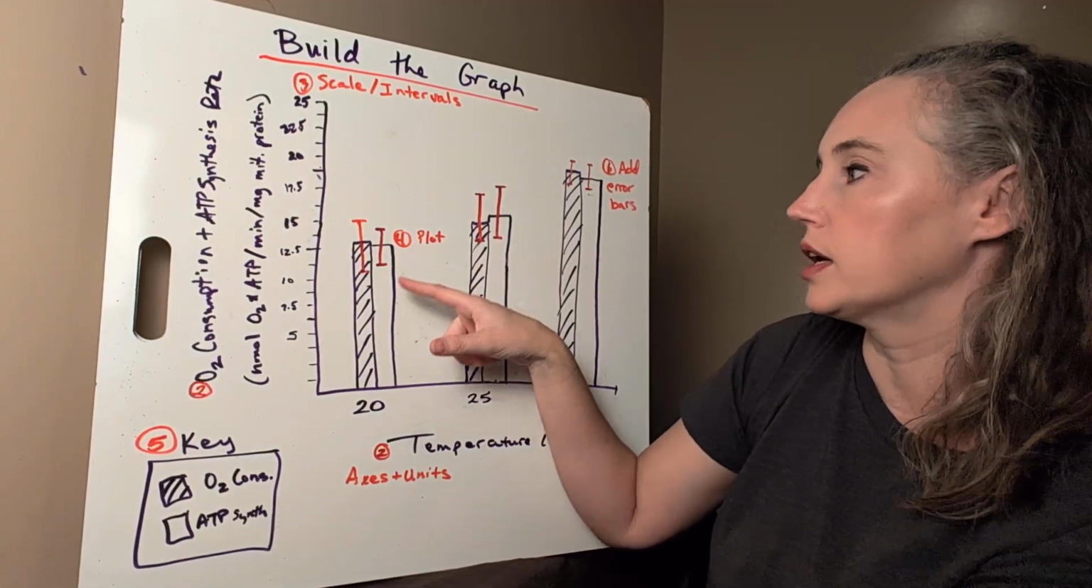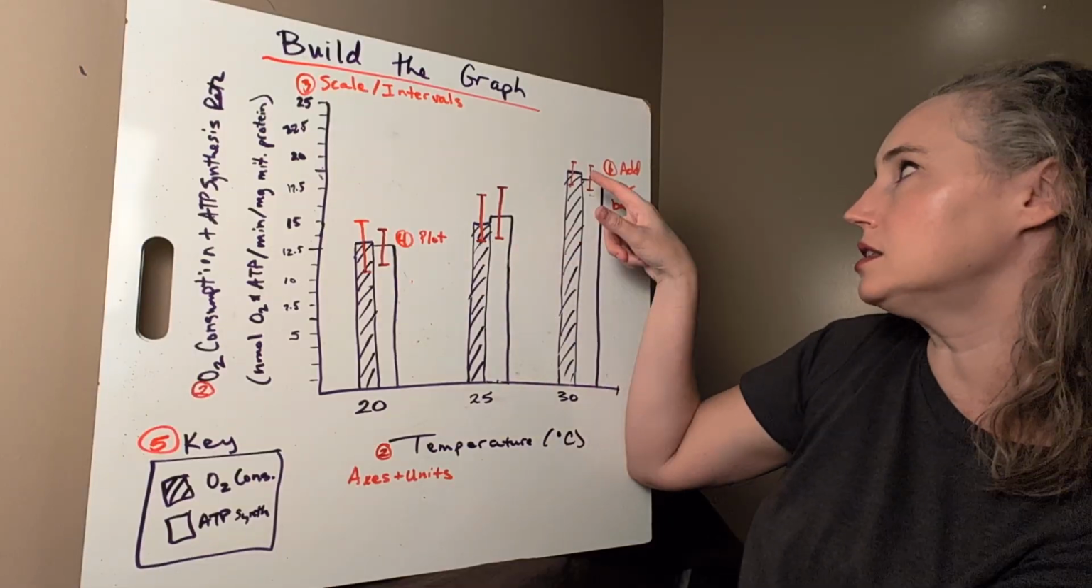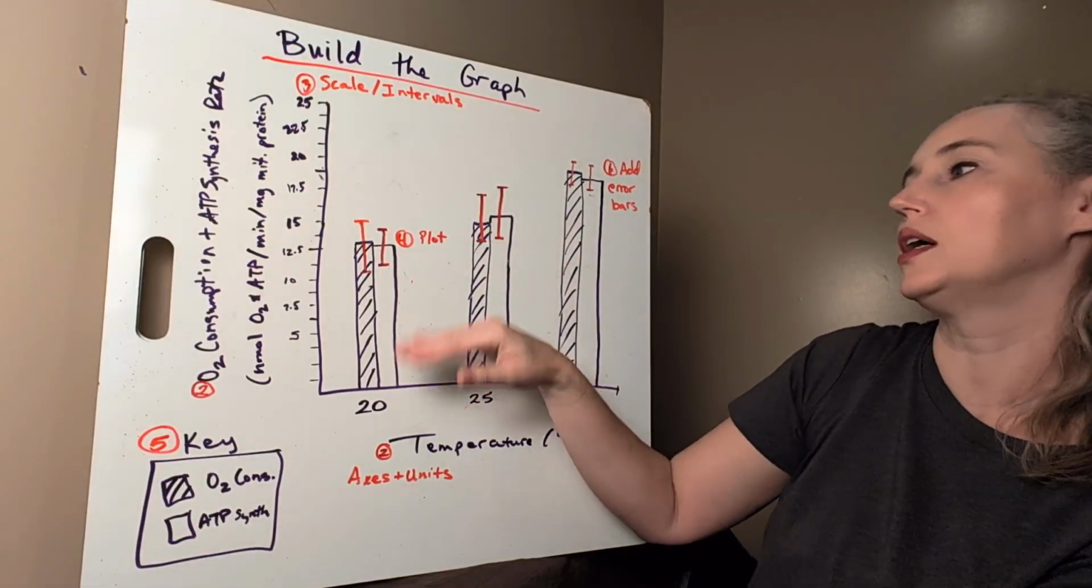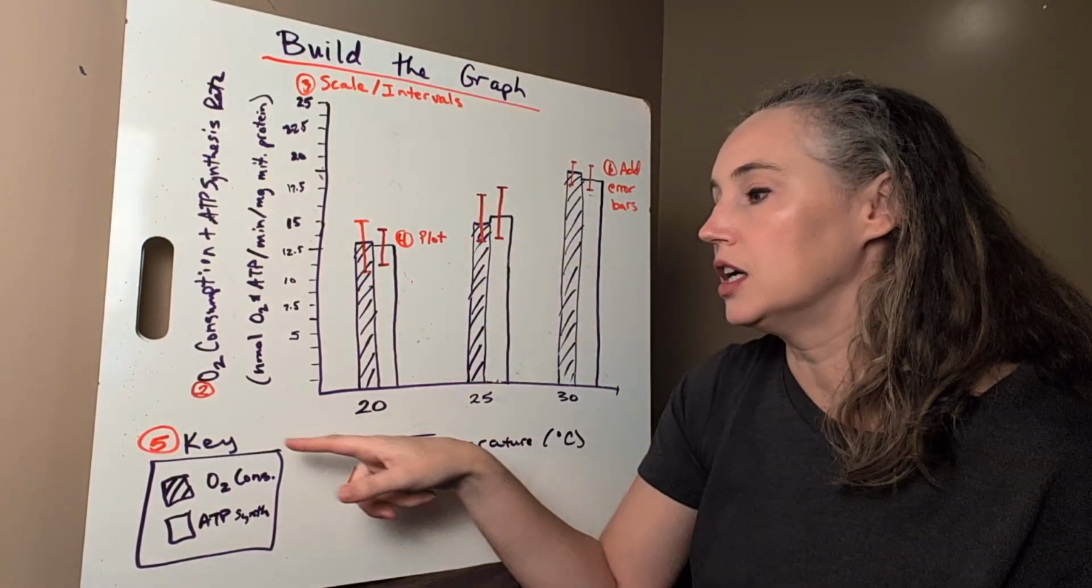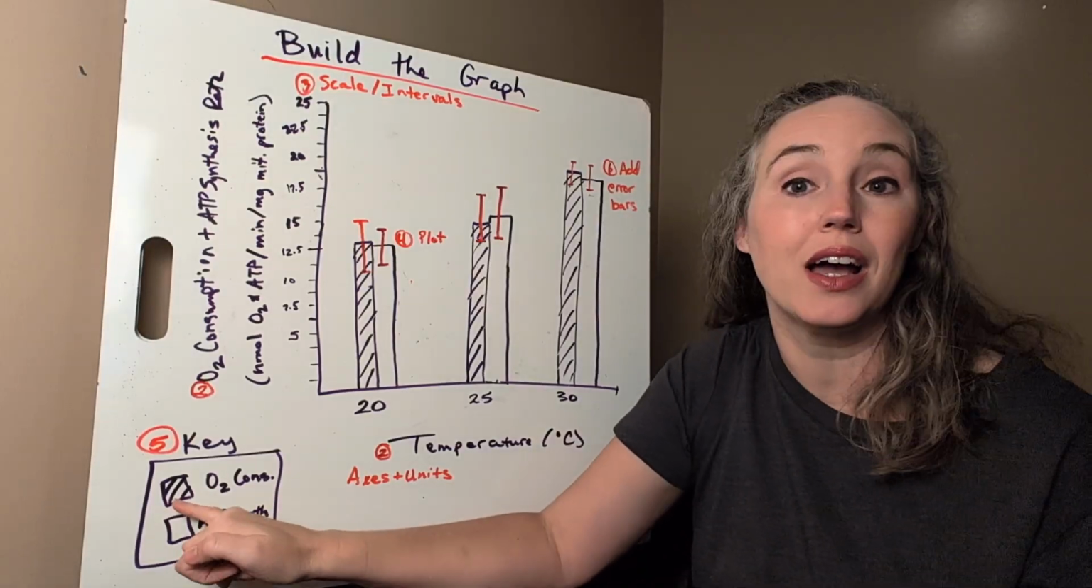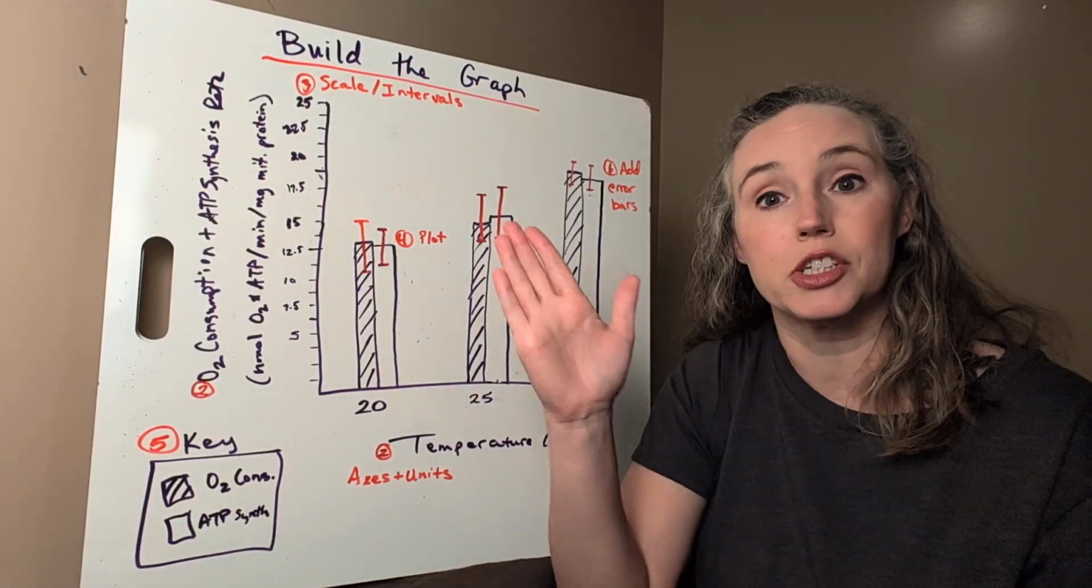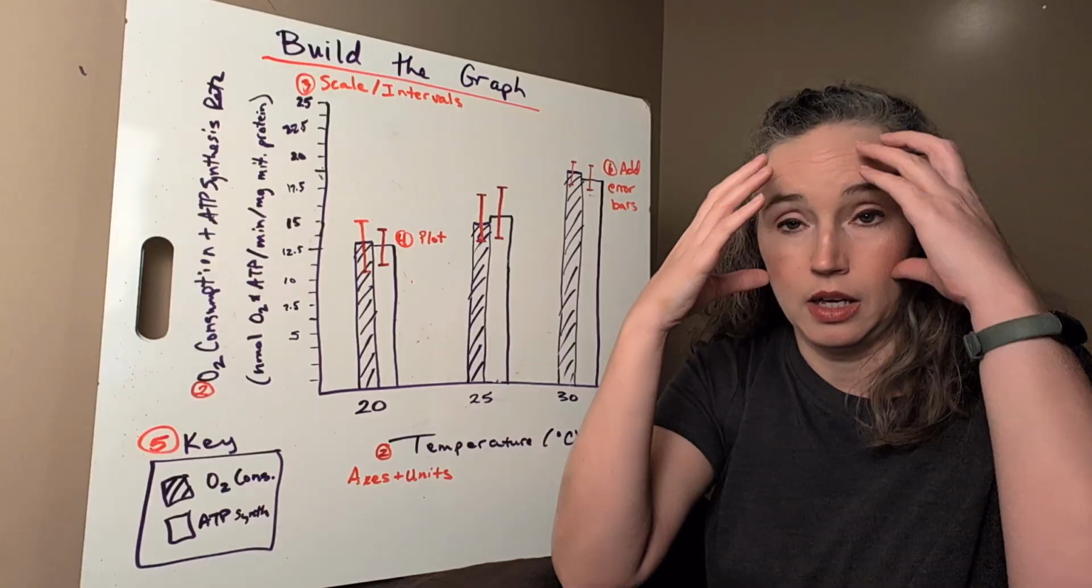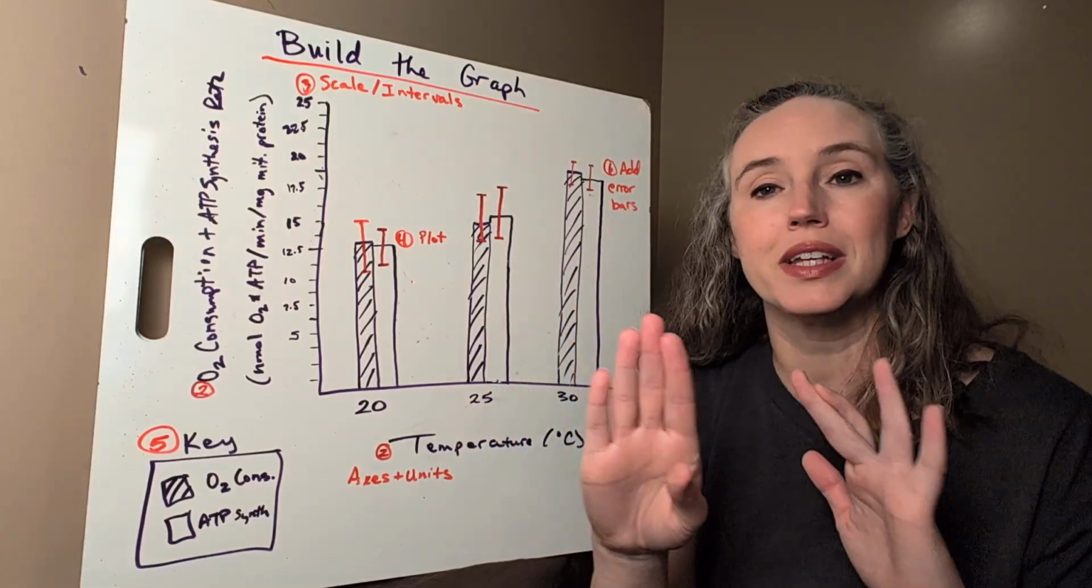So I guess these kind of go together. Plot your means first. Then go in with your key. So I decided that oxygen consumption would be the shaded one. These are things you have to think about.